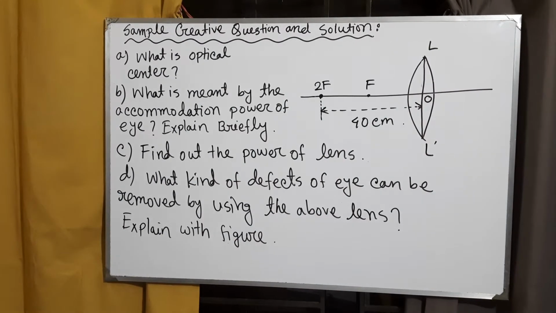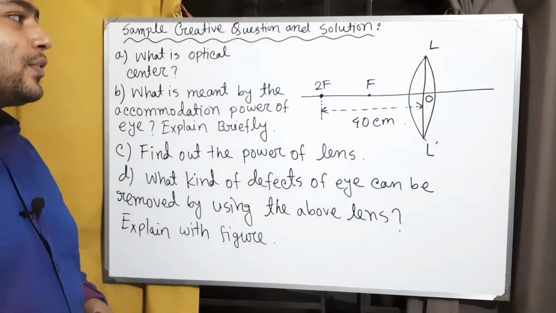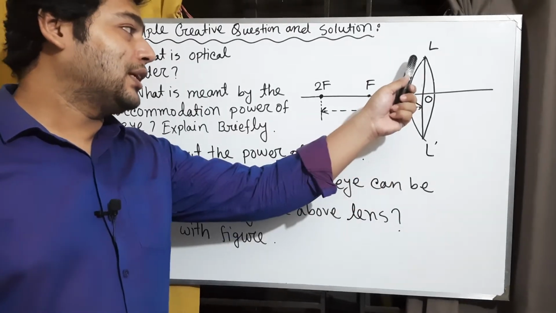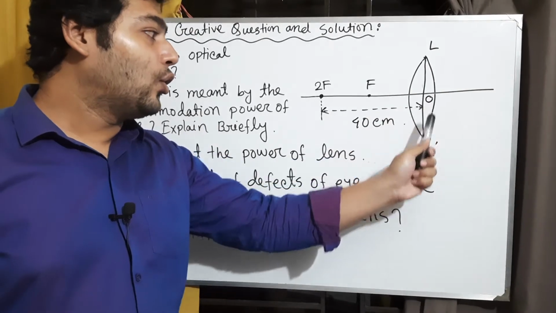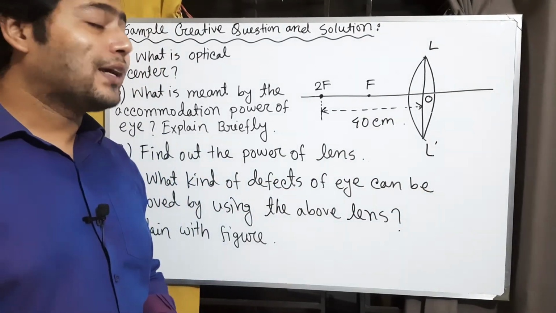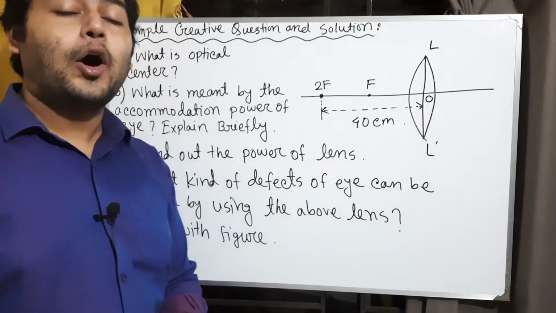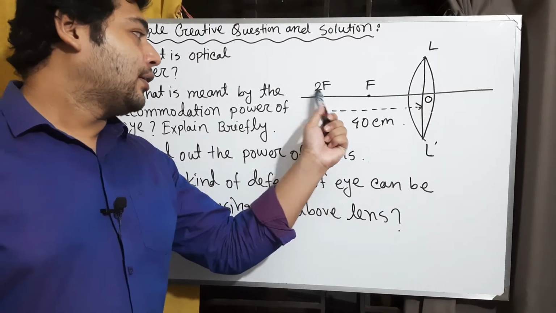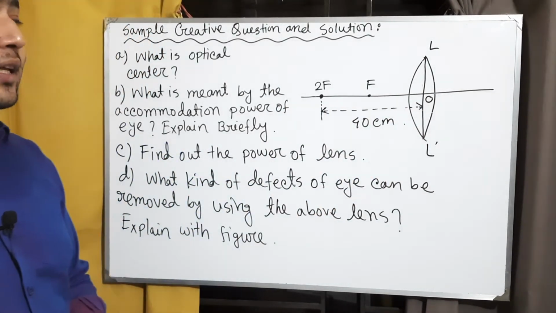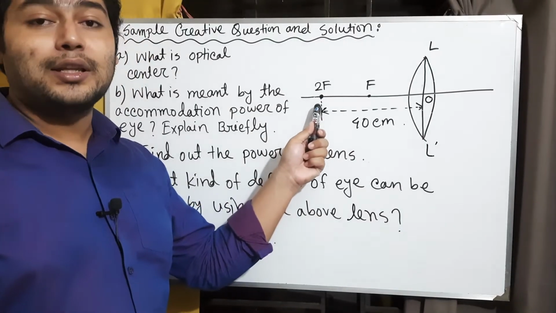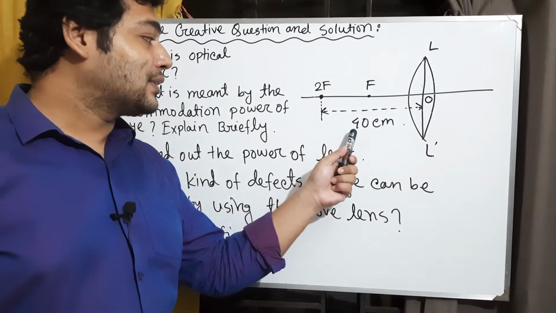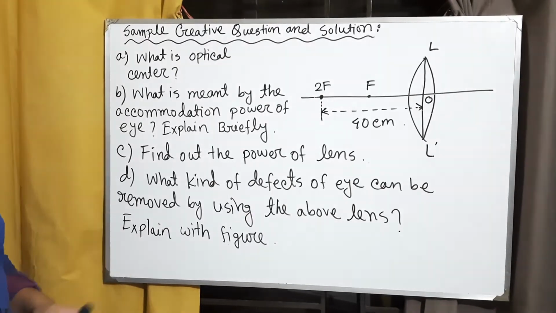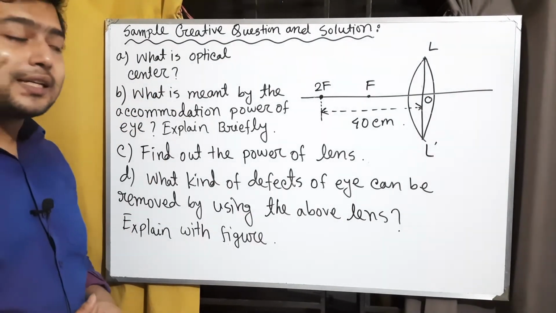My dear boys, this is today's creative question. This is the stem of this creative question, and here you see that L prime is our convex lens and O is the optical center. Here it is given that the distance from the optical center to 2F, the center of curvature position, is 40 centimeters. The questions are: A, what is optical center?